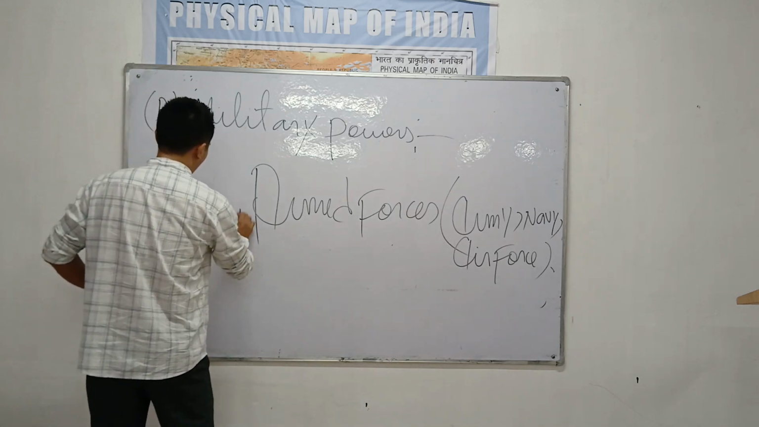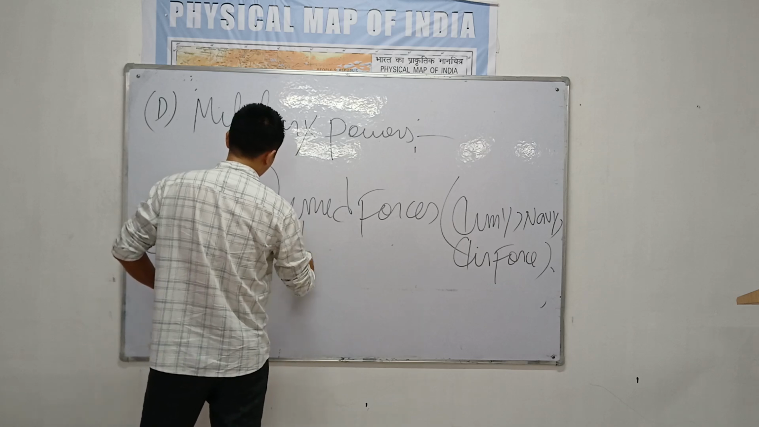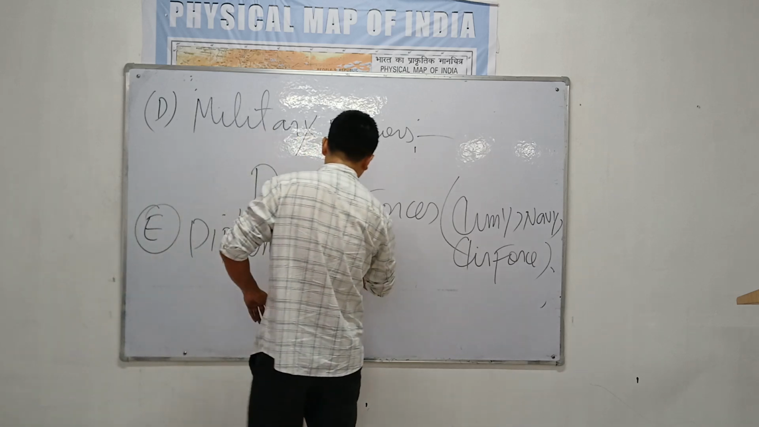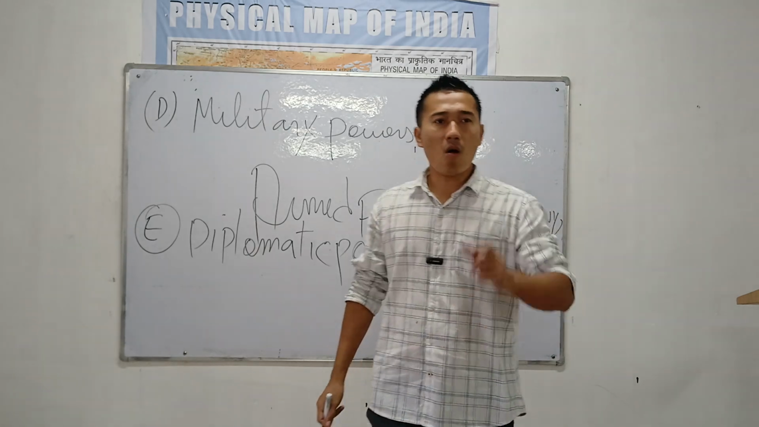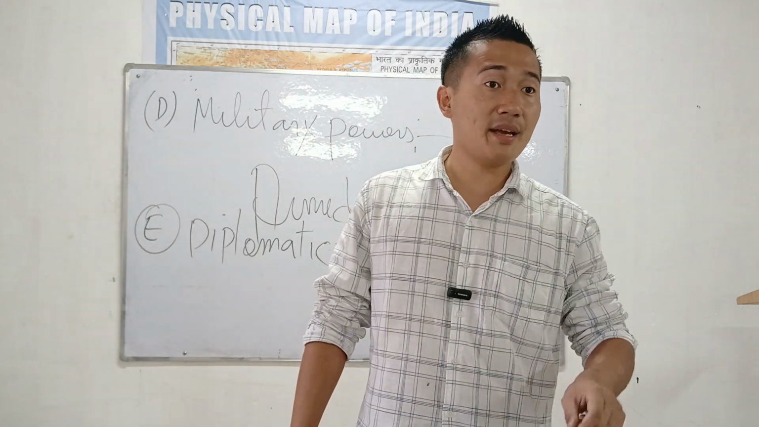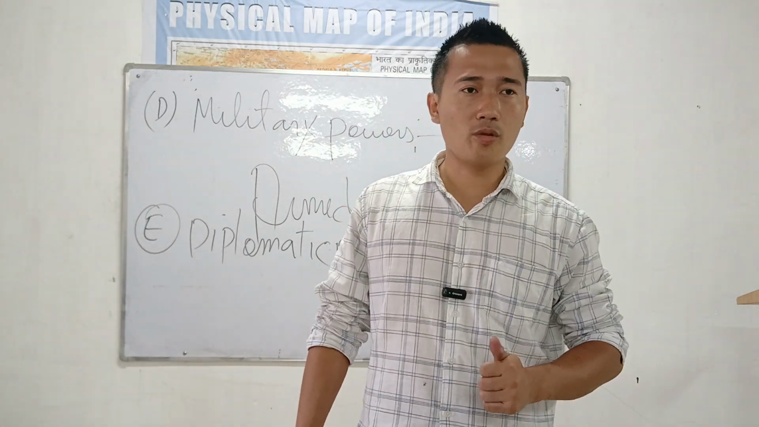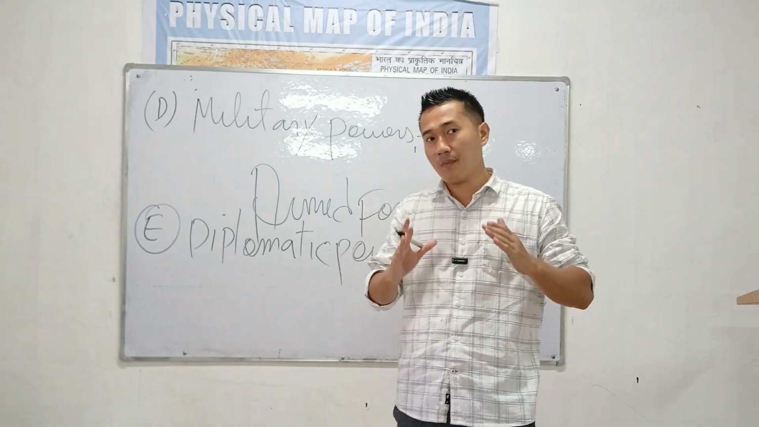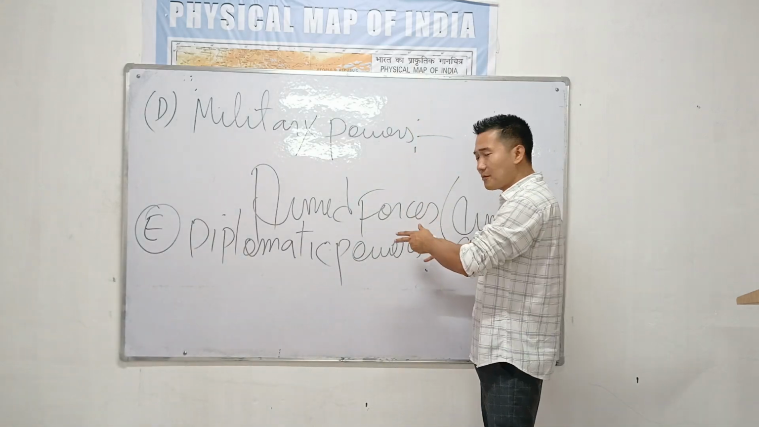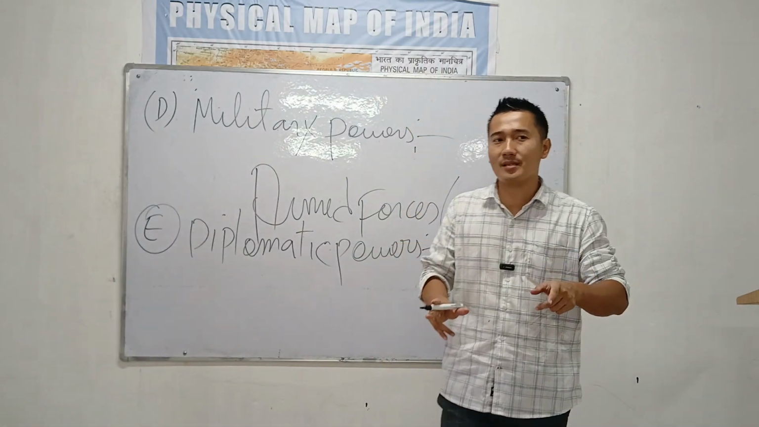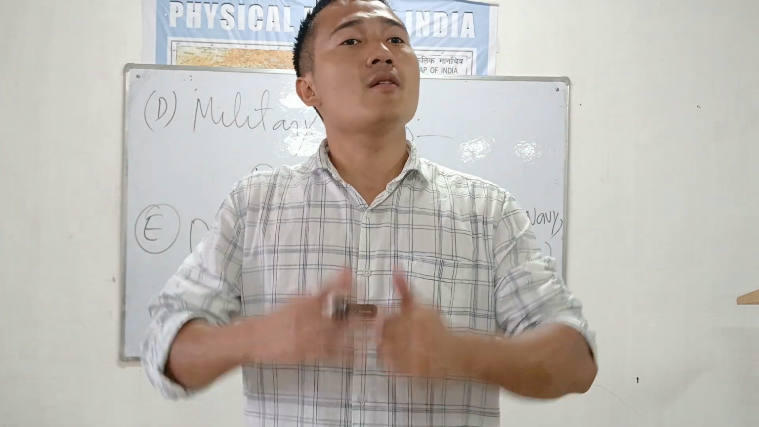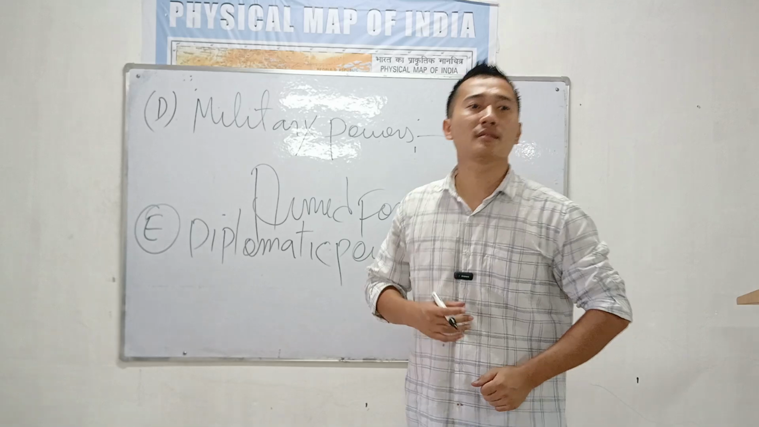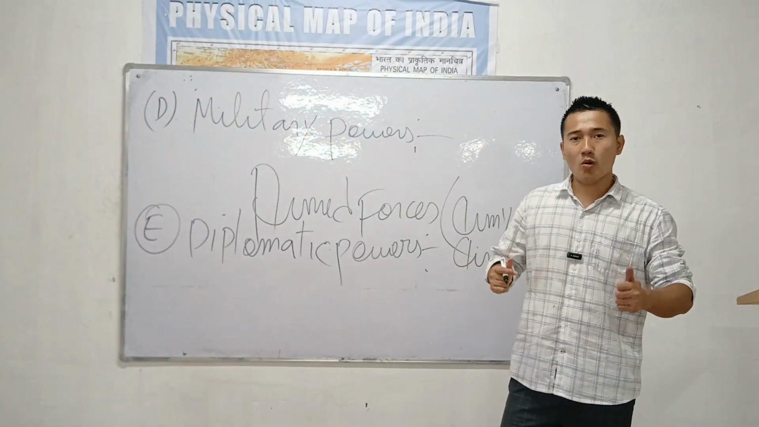Okay, next is diplomatic powers. Just remember, all the international agreements are signed in the name of the President. This is very important. All the international agreements in India are signed in the name of the President of India, not the Prime Minister. So diplomatically also, he is the head. He can declare war and he can stop the war. Who will declare the war?